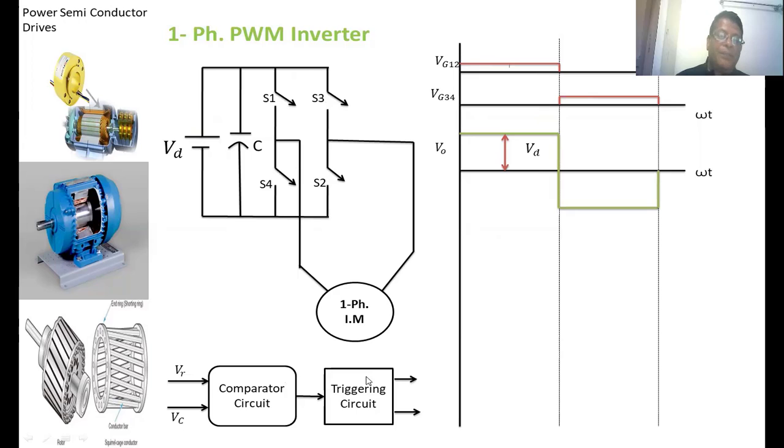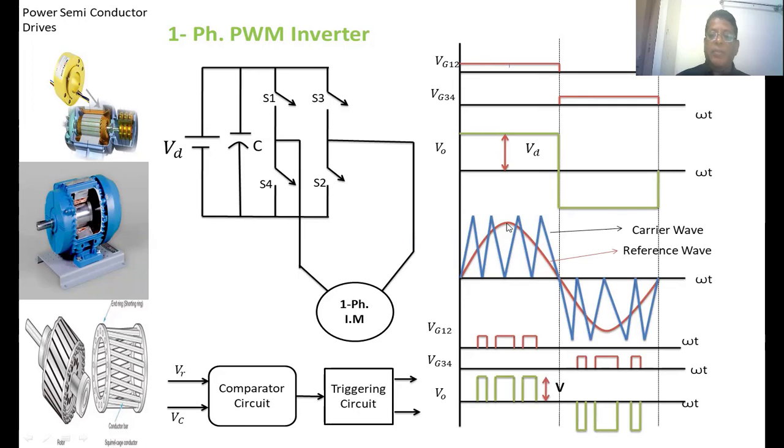Another condition depends upon how we have written the logic here. Suppose we write that if VR is greater than VC and the output is 1, the triggering circuit will be activated. Then it gives the pulses to S1, S2 or S3, S4 depending upon whether the input voltage is in the positive cycle or the negative cycle. Now we are going to see that.